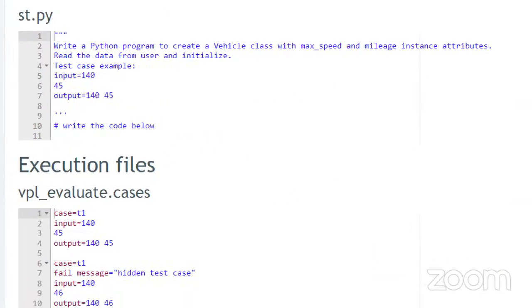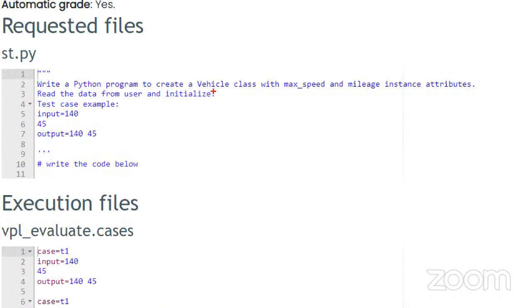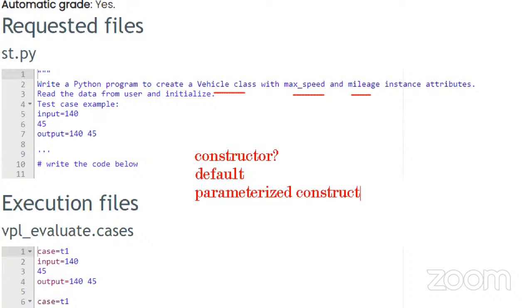What I want from you is to create a vehicle class with 2 values. Can anyone tell me what kind of constructor I need to use for this? Should I use a default constructor or a parameterized constructor? Which one should I use? Because I want you to initialize 2 values: one is maximum speed and another is mileage.